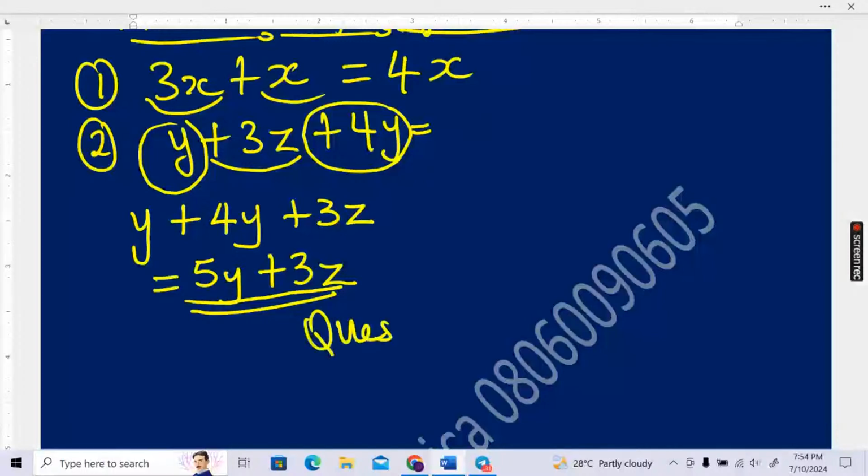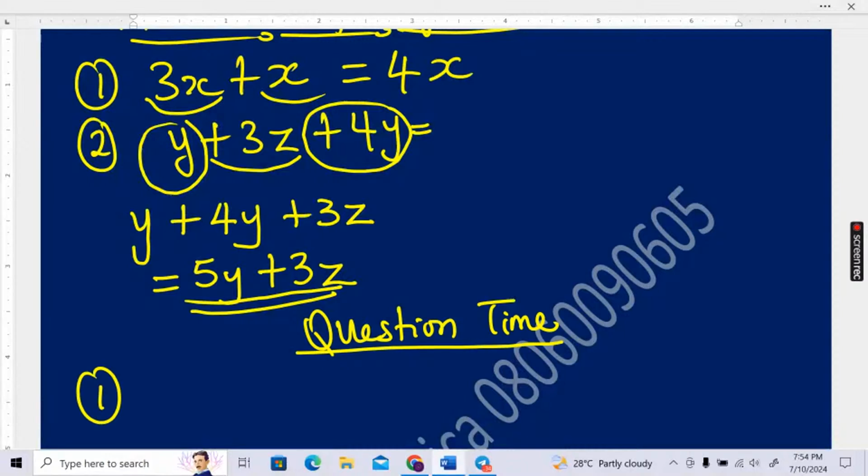You can only add and subtract like terms. When you have unlike terms, you cannot add and you cannot subtract.